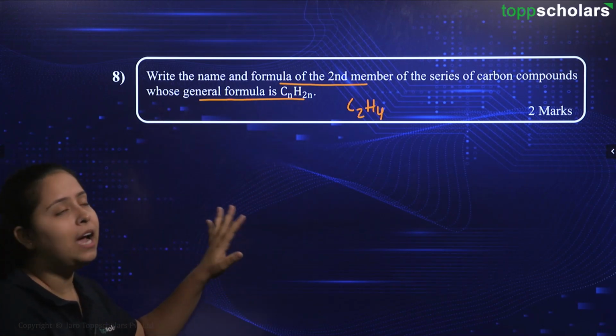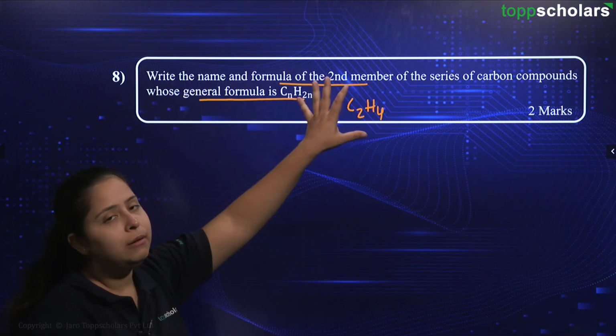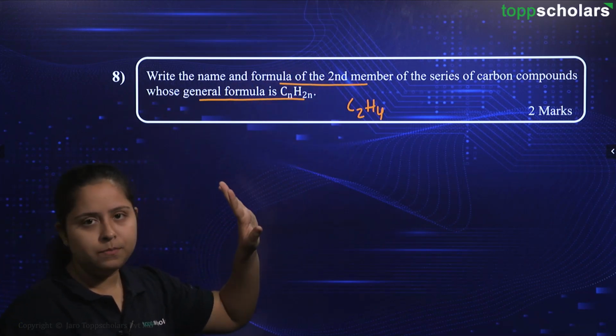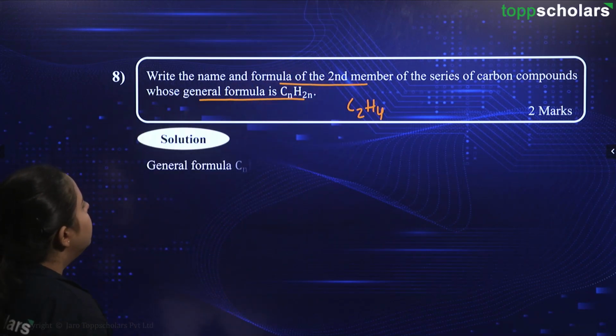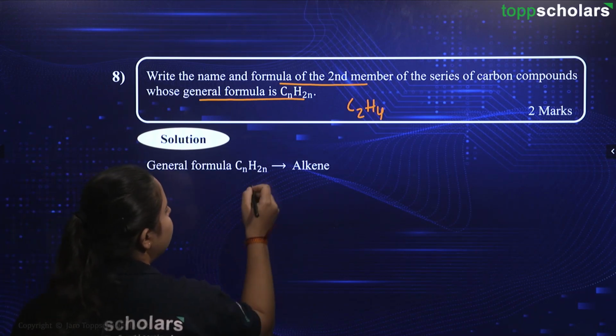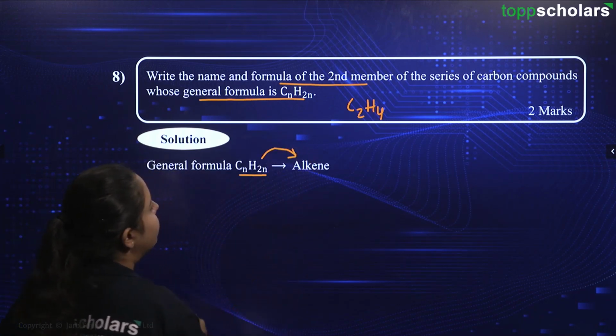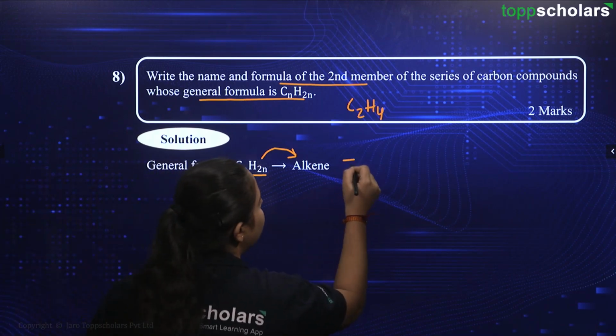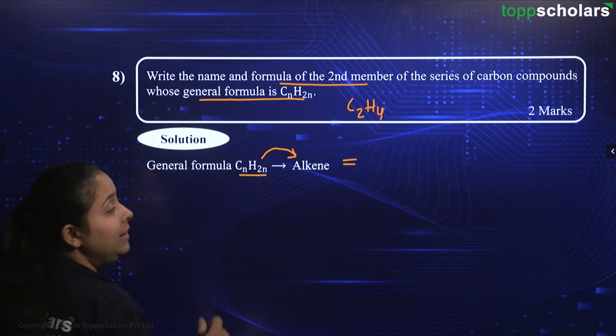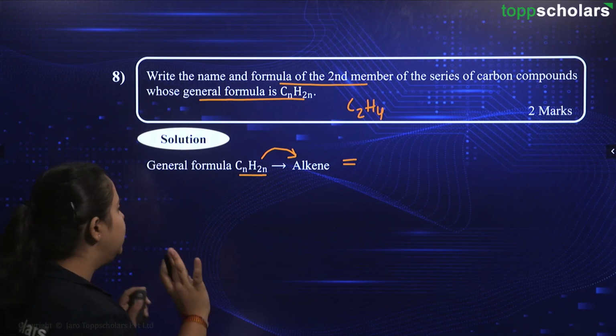That means we need to have the name and formula of the second member of the alkene series. Alright, let us have the solution part. Over here, the general formula is CnH2n, indicating that this one is an alkene. That means there is a double bond present, right? And this is unsaturated as well. That is clear to you.